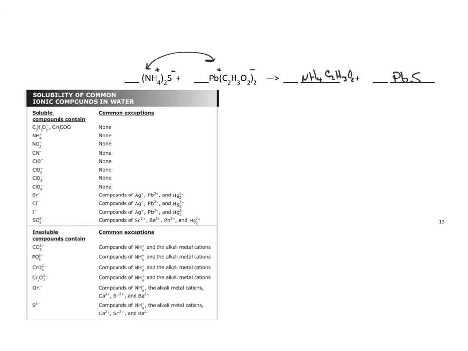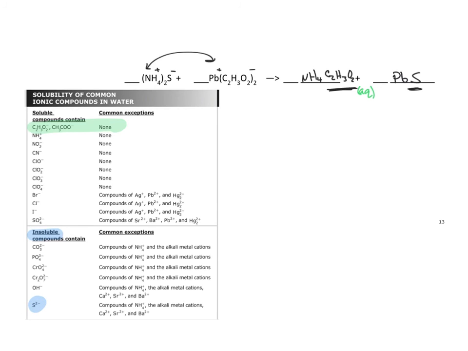You do that by looking at the anion. For this first compound, it is acetate, C2H3O2. And you go find it in the chart. It is up here in the soluble section with no exceptions. So that one is definitely soluble. You put a little AQ with it. And then you go to lead II sulfide. Sulfur is the anion there. We go look for sulfur. It is in the insoluble section down here.